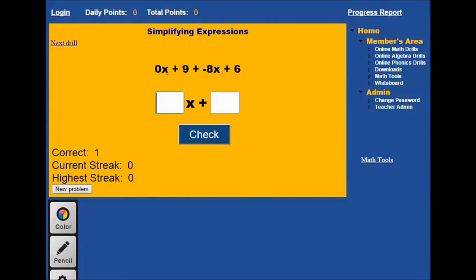All right, this one's just simple. There's no multiplying to do, so we just add our x's. And then add our 1's. 9 plus 6 is 15.